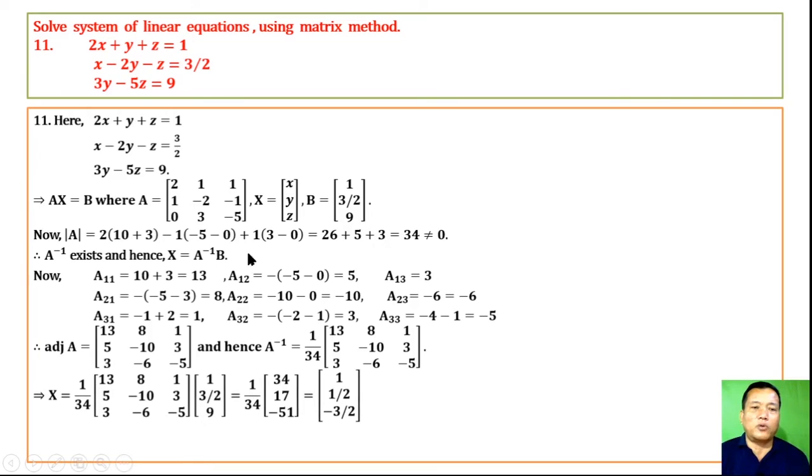Therefore, X equal to A inverse into B. Using this relation, we get this. Multiplying, we get lastly this. Therefore, this can be written as X, Y, Z. Equating both corresponding values, we get X equal to 1 and Y equal to half and Z equal to minus 3 by 2.